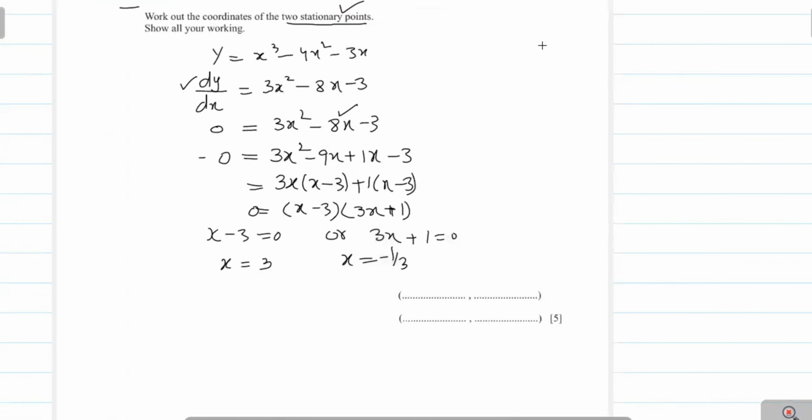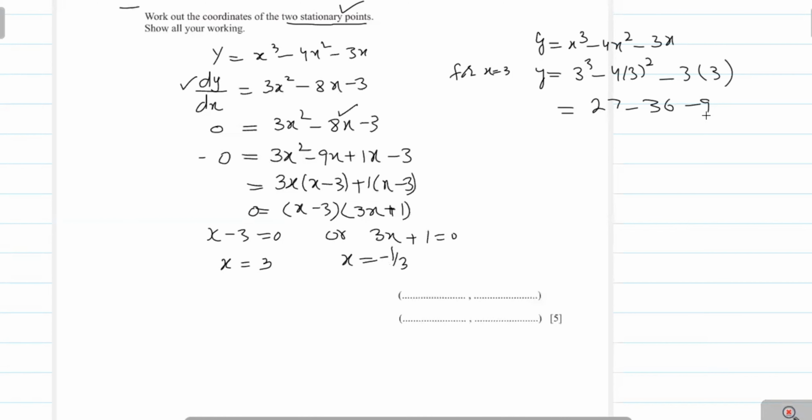You see here y equal to x cube minus 4x square minus 3x. Here x is 3, therefore for x is 3, y equal to 3 cube minus 4 into 3 square minus 3 into 3. This value equals 27 minus 36 minus 9, and this will be equal to minus 18. And this is the value of y at x equal to 3. We write (3, minus 18).